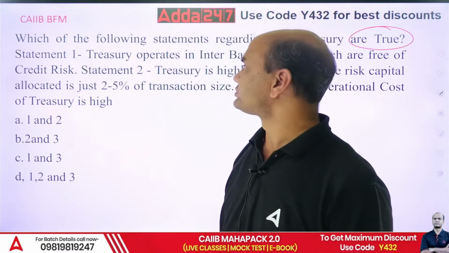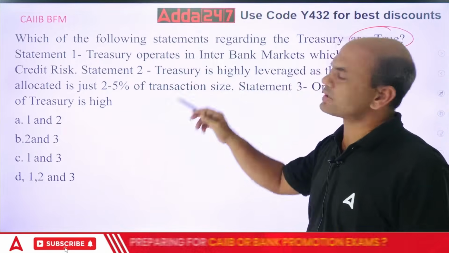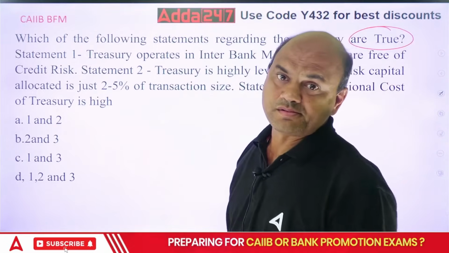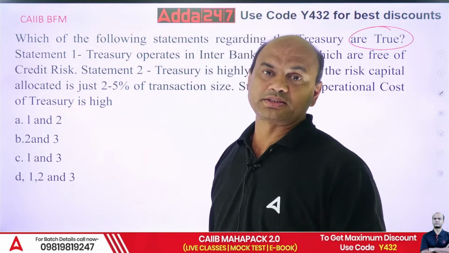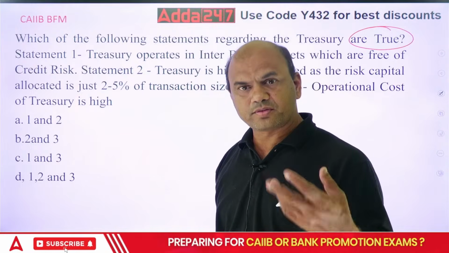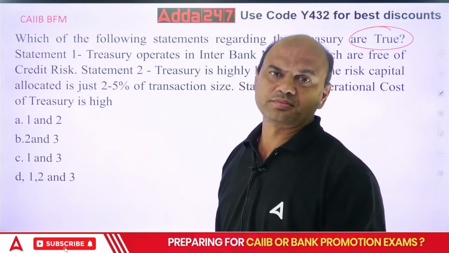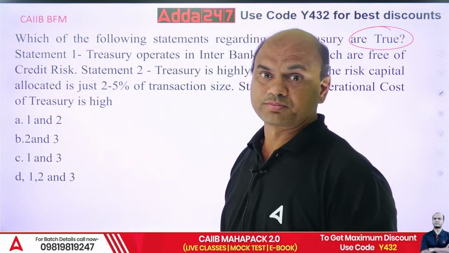Think over it. Treasury operates in interbank markets which are free from credit risk. Is it true or false? Credit risk means the seller of the bond will never fail, or if he fails, then somebody takes the risk of this. So it is true.